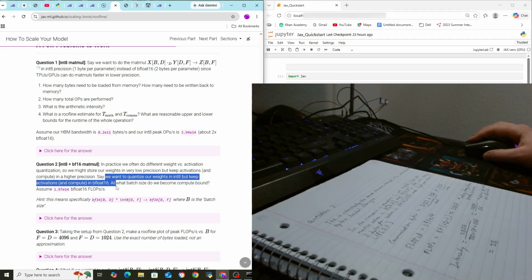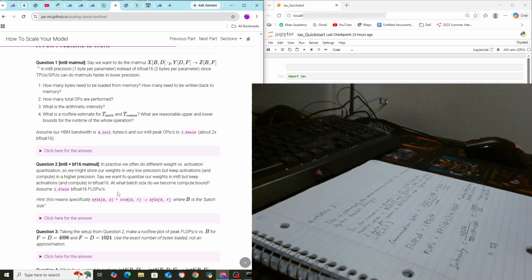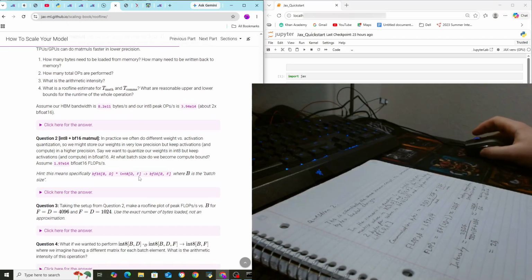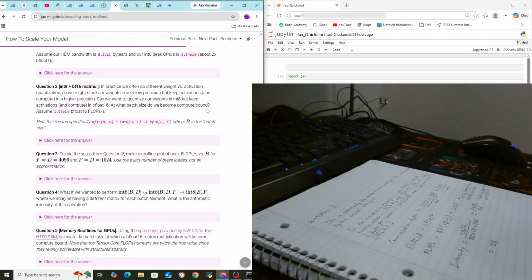At what batch size do we become compute bound? How does the math work without doing that? Is there a way that we can extract B? Maybe not. Well, we'll figure out what the answer does with assumptions and such.